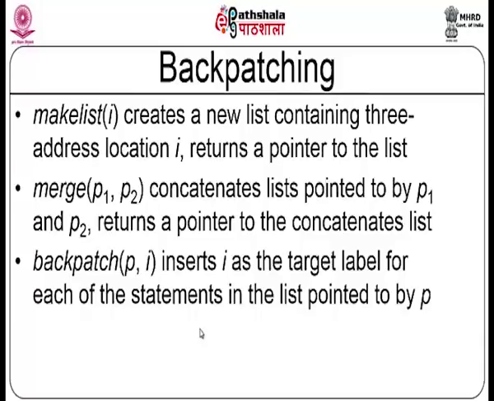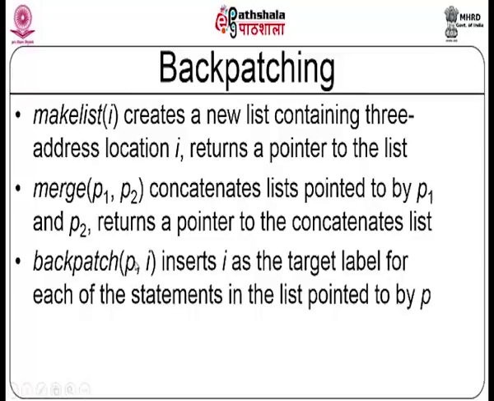Then the third one is backpatch(p, i). p is a pointer to a list and i is the target label. However many elements this list pointed to by p contains, in all these elements you backpatch with the line number corresponding to i. That is what this says: insert i as the target label for each of the statements contained in p.